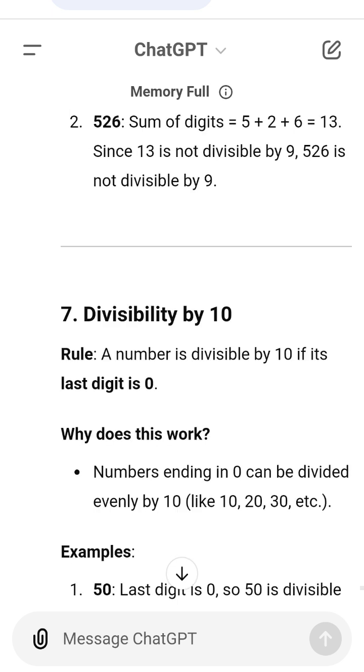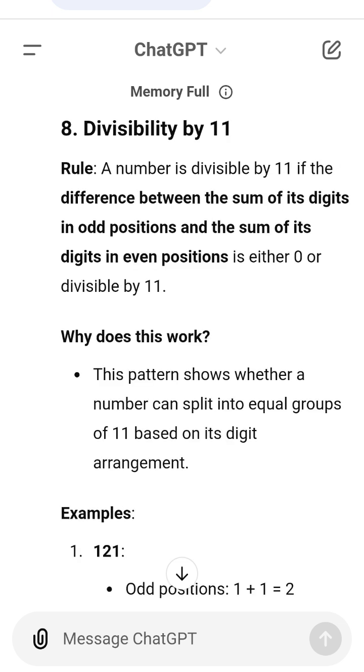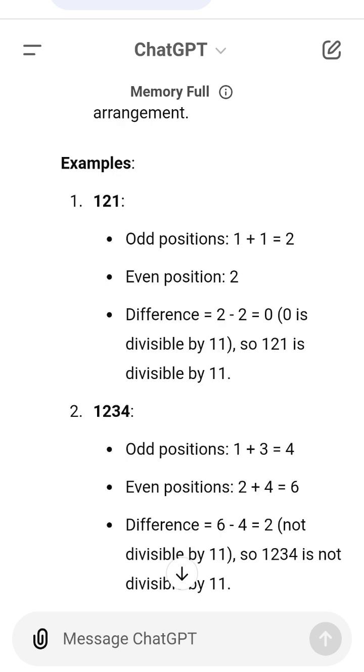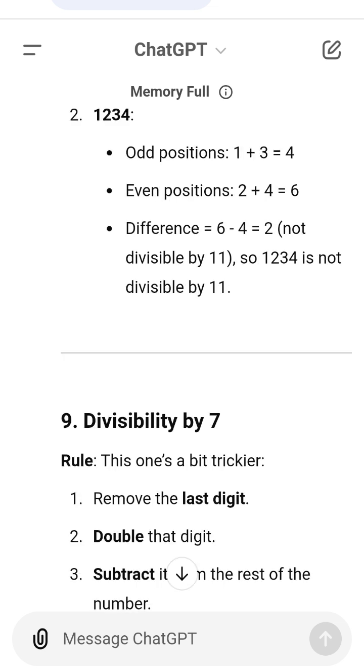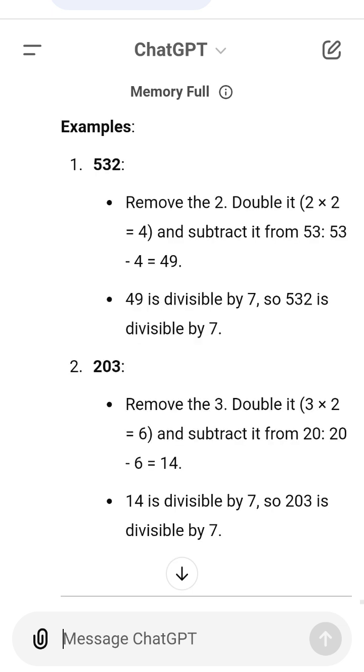Summary. These divisibility rules let you figure out if a number divides evenly into another without actually dividing. 2, if the last digit is even. 5, if the last digit is 0 or 5. 4, if the last 2 digits form a number divisible by 4. 8, if the last 3 digits form a number divisible by 8. 3, if the sum of the digits is divisible by 3. 9, if the sum of the digits is divisible by 9. 10, if the last digit is 0.